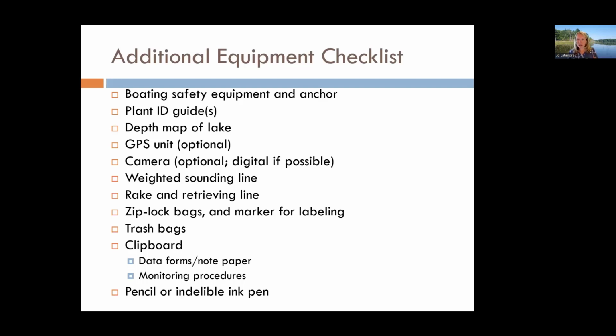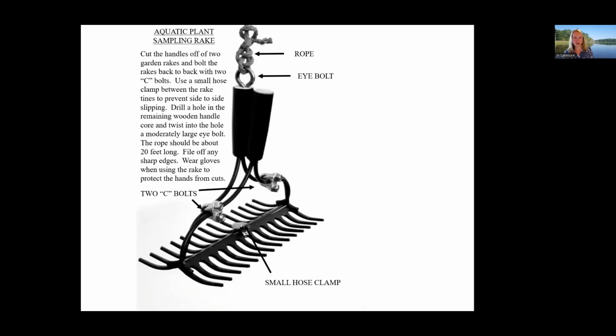Bring a clipboard so you can have your data forms on there, a copy of the procedures if you want, and again, a waterproof writing utensil like a pencil or an indelible ink pen. Sharpies work really nicely. Here is the high-tech sampling equipment that we use. If we were in person, I'd be waving this around. It's an aquatic plant sampling rake, and this is exactly what professional plant biologists use to collect aquatic plants too. So you'll be right there just like us with the technique, the tool that you're using.